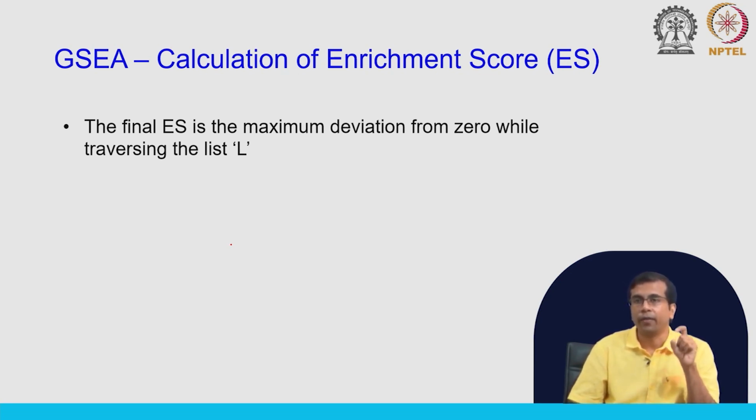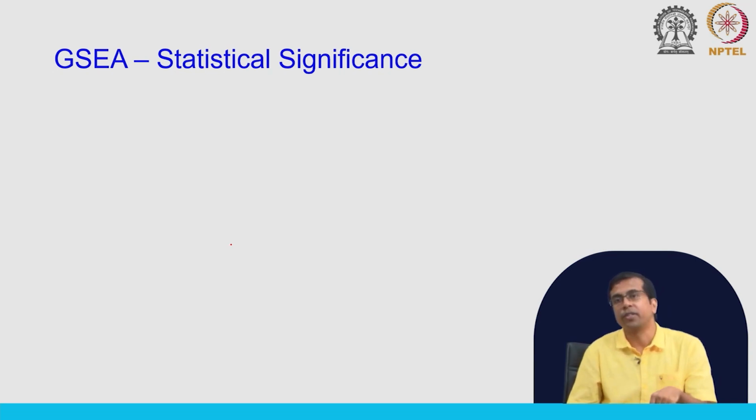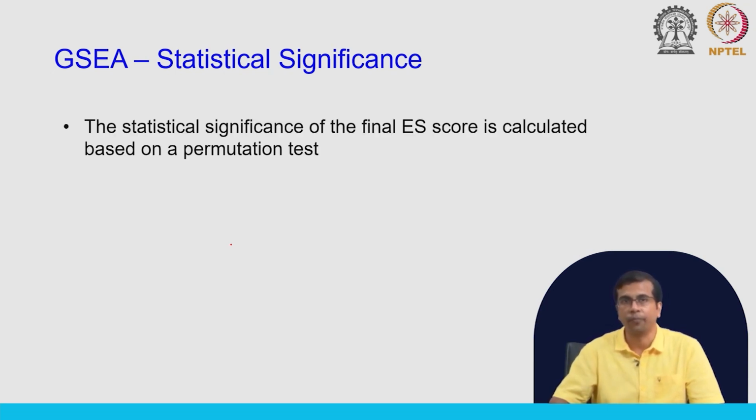If you see some of these genes of the gene set are enriched at the top, you will see this score going up and then it will go down, and the maximum deviation from 0 is the final enrichment score. Now, once you have calculated this score, how do you generate the statistical significance? This is a very important part. You can generate any score, but you need to say whether this is statistically significant or not. In case of GSEA, the statistical significance is calculated based on a permutation test.